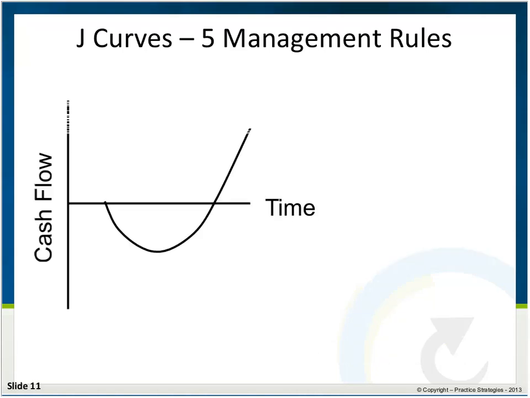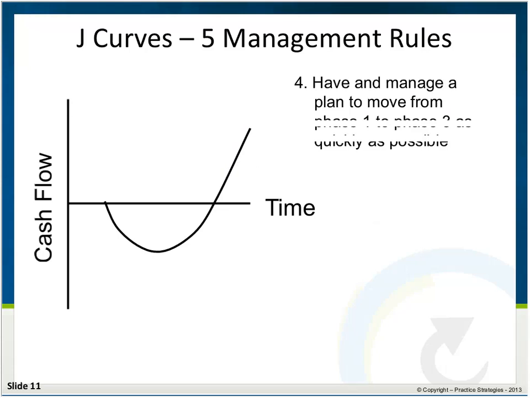Now, rule number 4 of J-curve management doesn't sound particularly complicated, but believe me, it's a lot harder than it looks. And that is, have and manage a plan that moves us quickly from phase 1 through to phase 3 as quickly as we can, so that we get rewarded for our innovative flair.